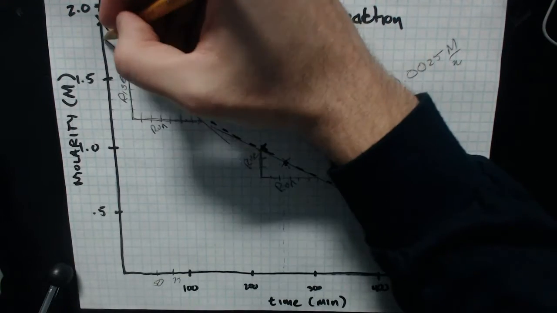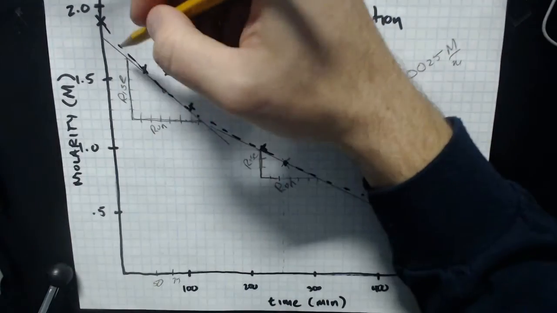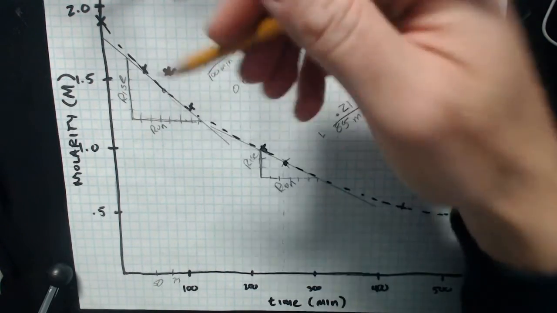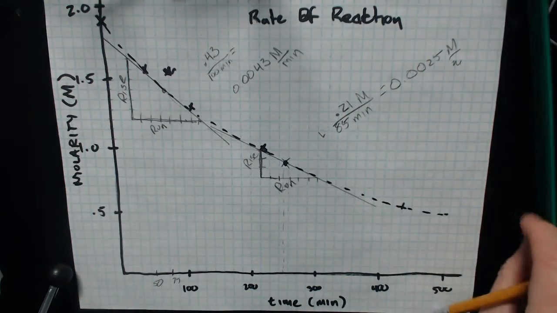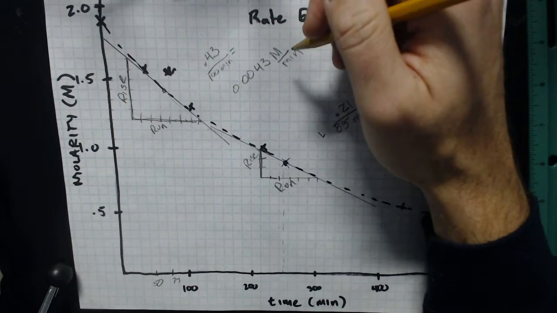And that stands to reason. The slope of this line is steeper than the slope of this line. And what we have found in this whole question is that as the reaction progresses, the rate of the reaction slows down. Okay? And so that's what's happening here. Okay?